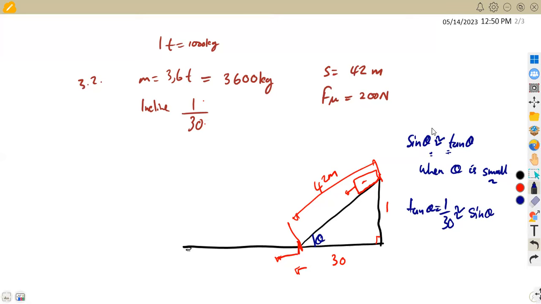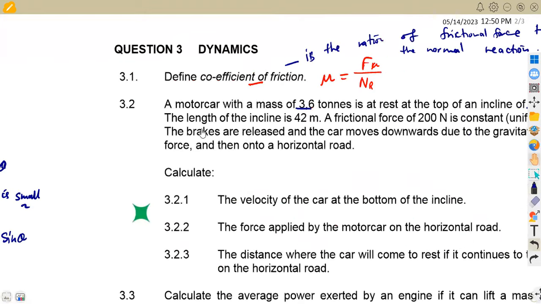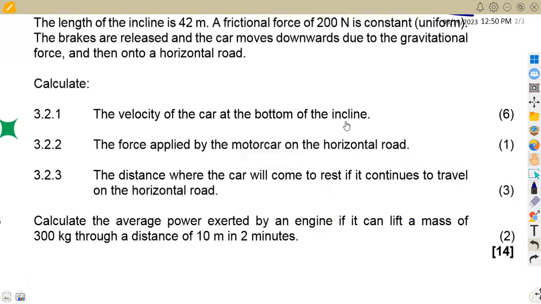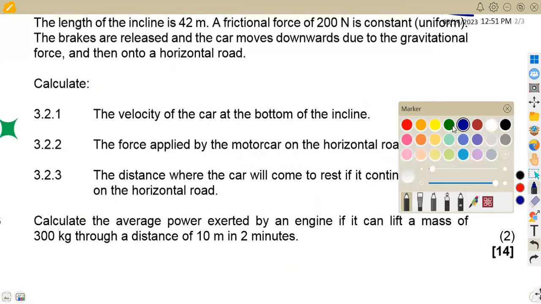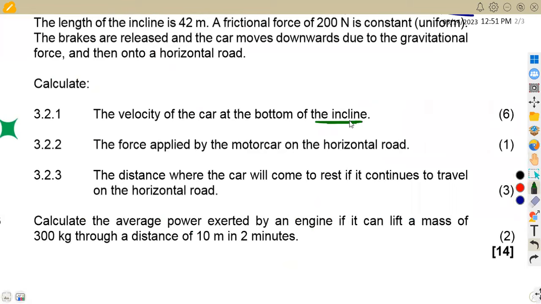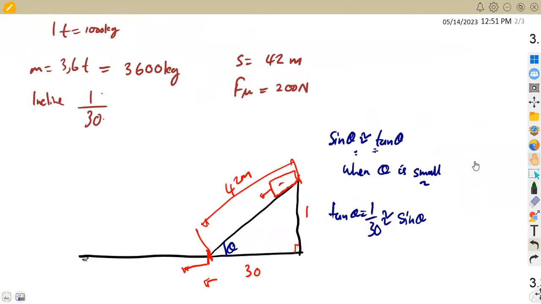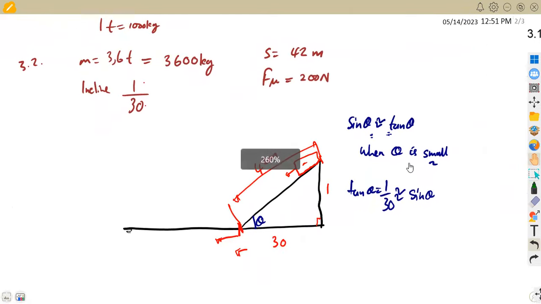All right, so let's have our question in this case. The first part, so this is just a diagram. The first part, we are given to calculate the velocity of the car at the bottom of the incline. At the bottom, take note, we are still working from the incline, but now we are just at the bottom, meaning we need the final velocity from the incline at the end at this point. That is the one that we need in this case.